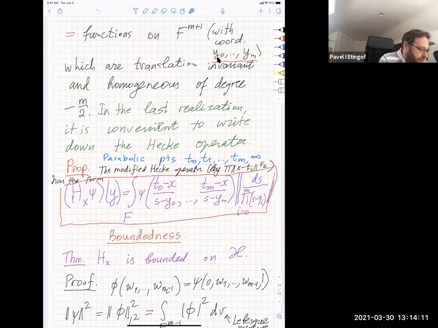So Hecke operator of a function psi of y, which is a half density, so it's a function of y0 through ym, which is translation invariant and homogeneous of degree minus m/2, equals the integral over f of this function applied to points t0 minus x over s minus y0, and so on, up to tm minus x over s minus ym, against the measure, which is the norm of ds divided by product from i equals 0 to m of s minus yi. So that's the formula for the Hecke operator.